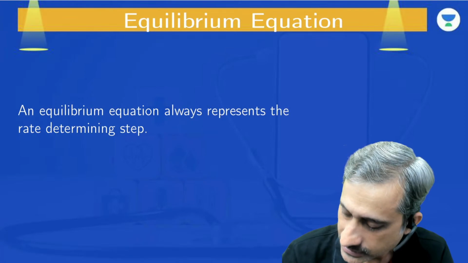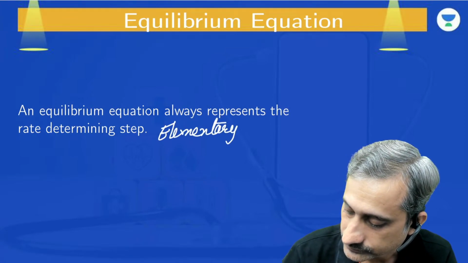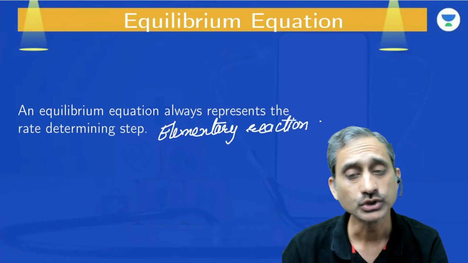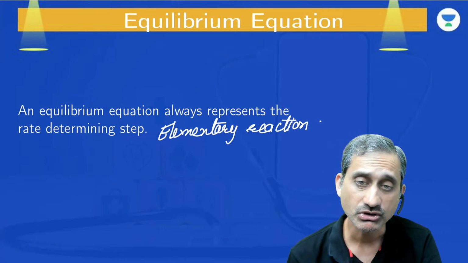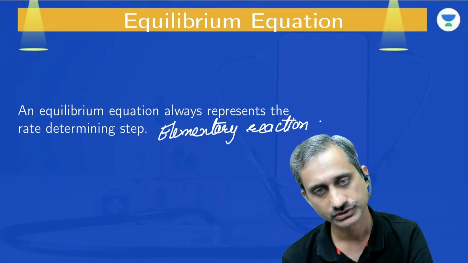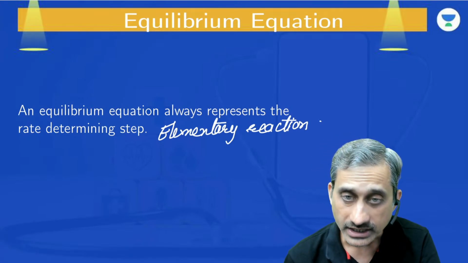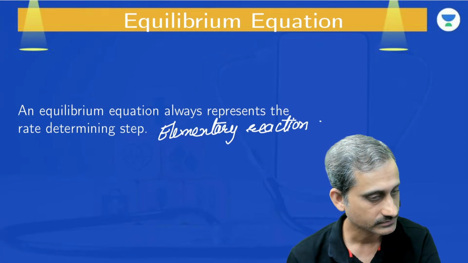Okay, take care that the equilibrium equation always represents the rate determining step, that is, it represents the elementary reaction. I have told you in chemical kinetics that for the elementary reaction, the stoichiometric coefficients become the orders. So for the equilibrium equation, the stoichiometric coefficients themselves are the orders.